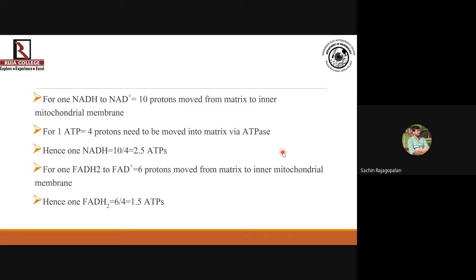Please understand that when you are oxidizing an NADH molecule to NAD in the electron transport chain, a total of 10 protons are pumped from the matrix of the mitochondria. What do you mean by matrix? The internal environment of mitochondria. So you're pumping 10 protons from the matrix towards the inner mitochondrial membrane. Now, to generate 1 ATP, it is essential that we bring 4 protons back.